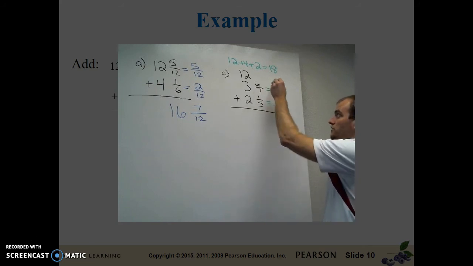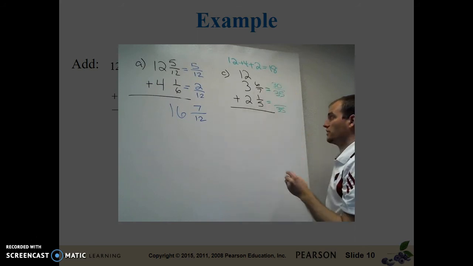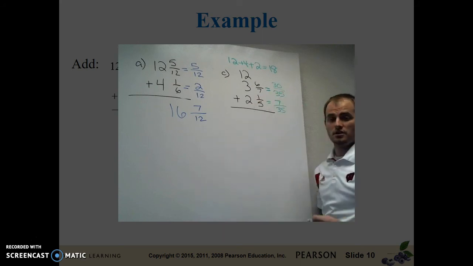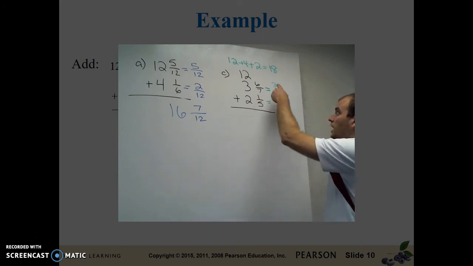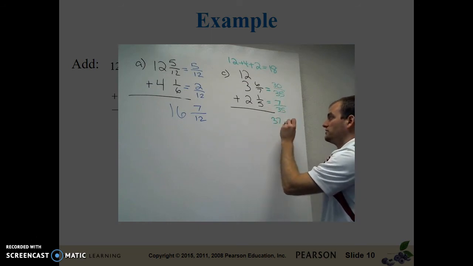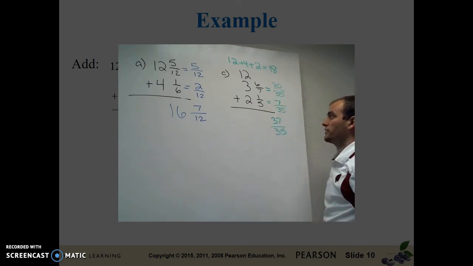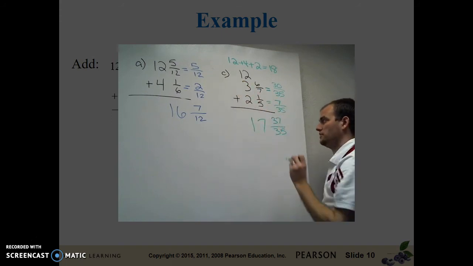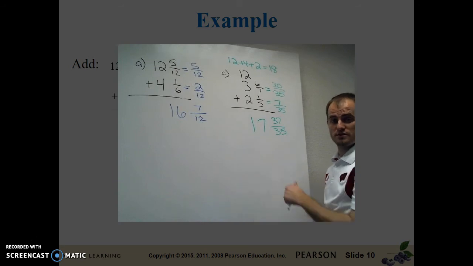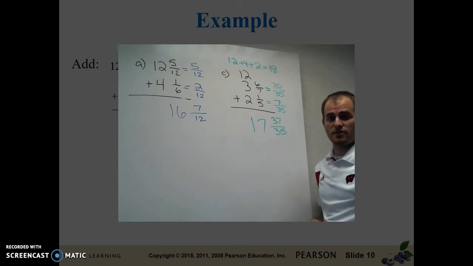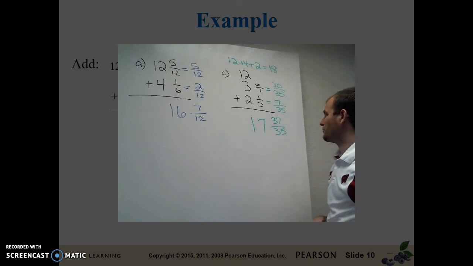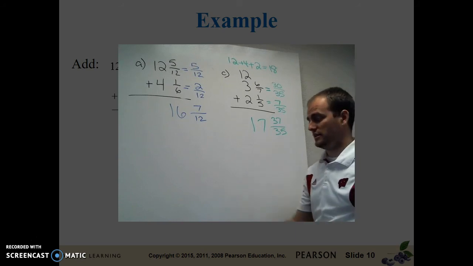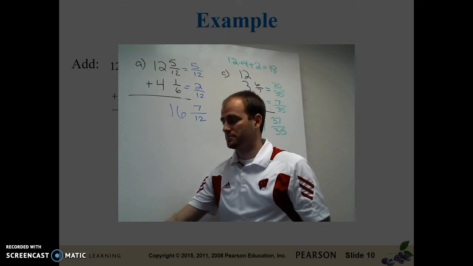7 times 5 is 35, so 6 times 5 is 30. 5 times 7 is 35, so 1 times 7 is 7. Now when we add those together, you would get 37/35 for the fraction part, and 17 for the whole number part. So you'd get 17 and 37/35.